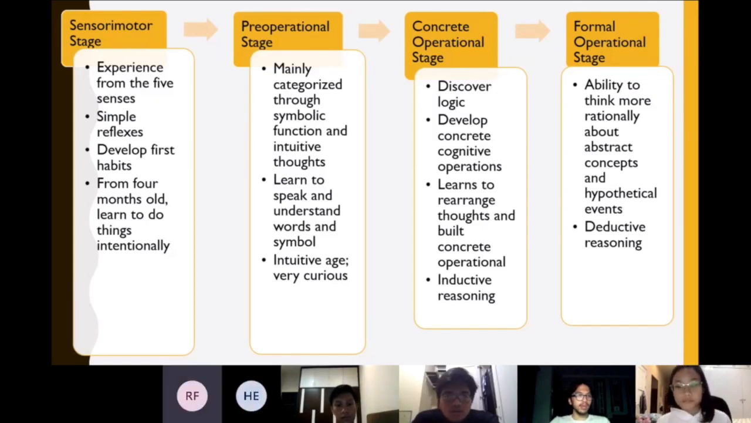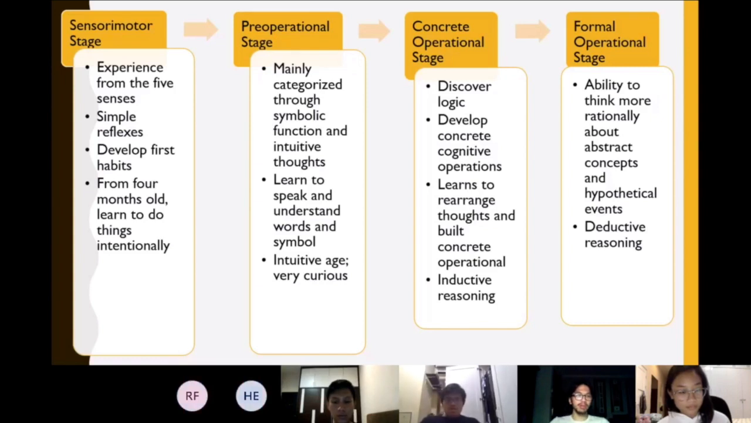So for the first one, the sensory motor stage. In the sensory motor stage, we develop through experiences and movement of our five senses. First, we start with simple reflexes, and soon after, we develop our first habits.